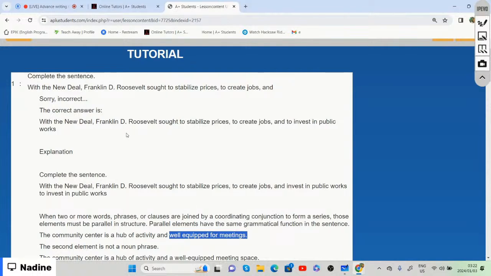And with the New Deal, Franklin D. Roosevelt sought to stabilize prices, to create jobs, and to invest in public works.